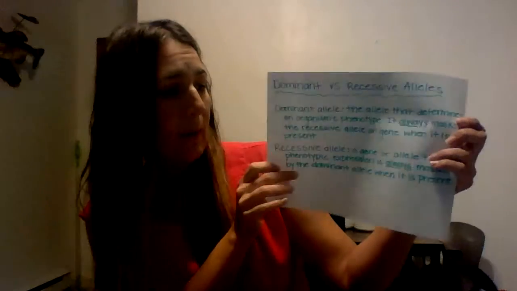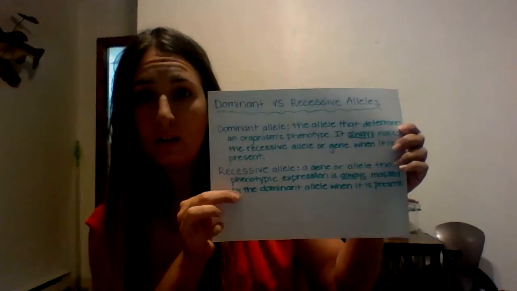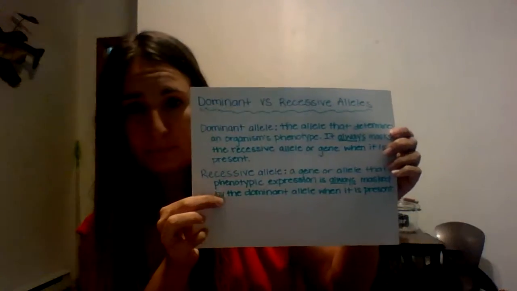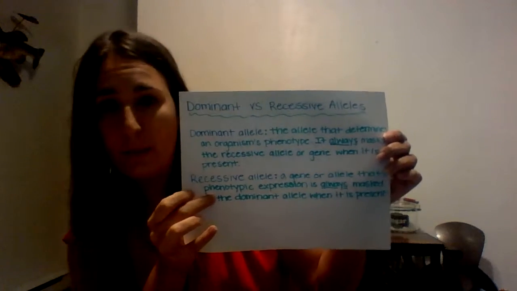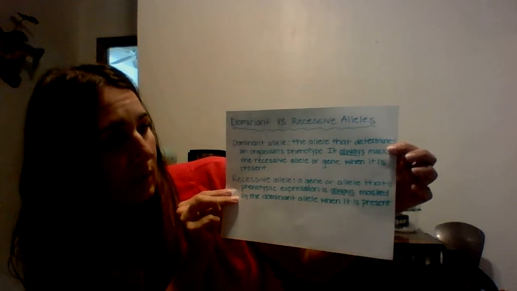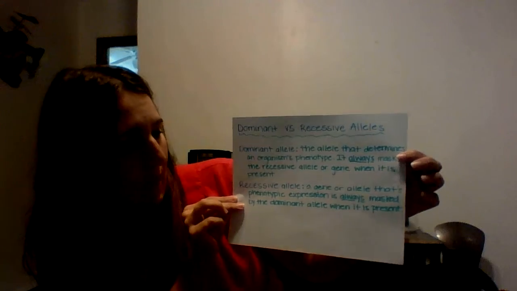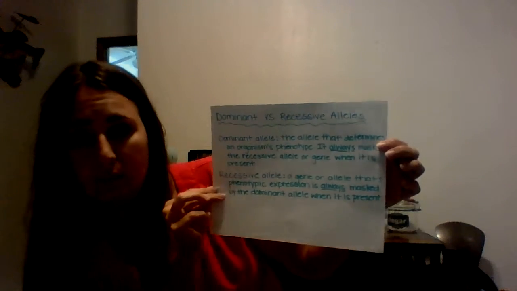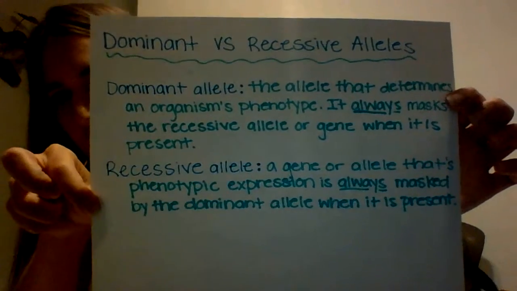And so the only time that a recessive allele is going to show up in a person's physical phenotype is when they only have recessive alleles and no dominant alleles. So a recessive allele is a gene or allele that's phenotypic expression is always masked by the dominant allele when it is present.